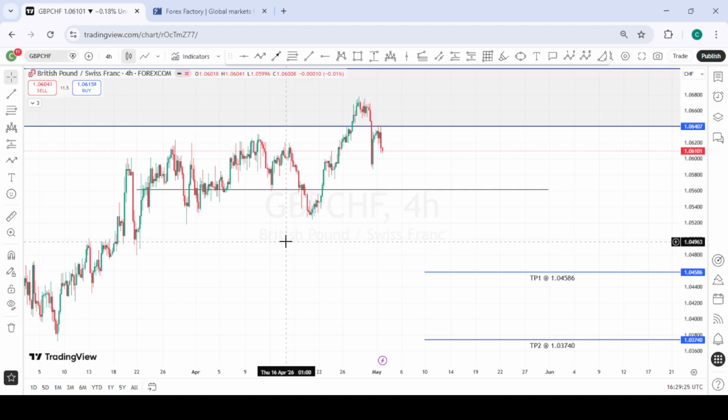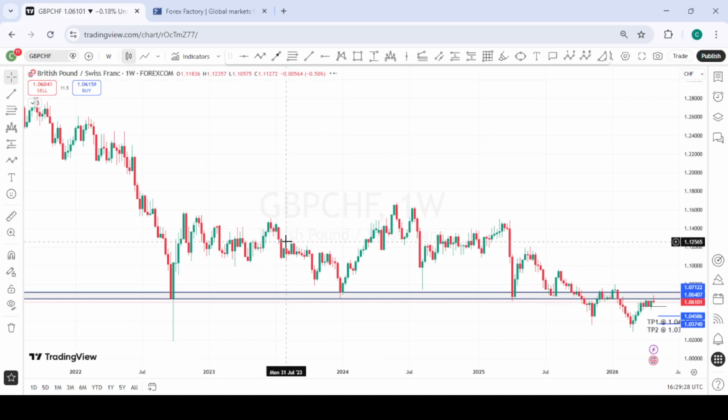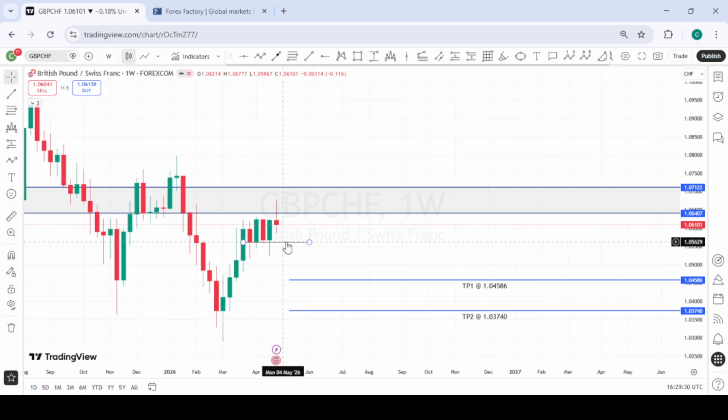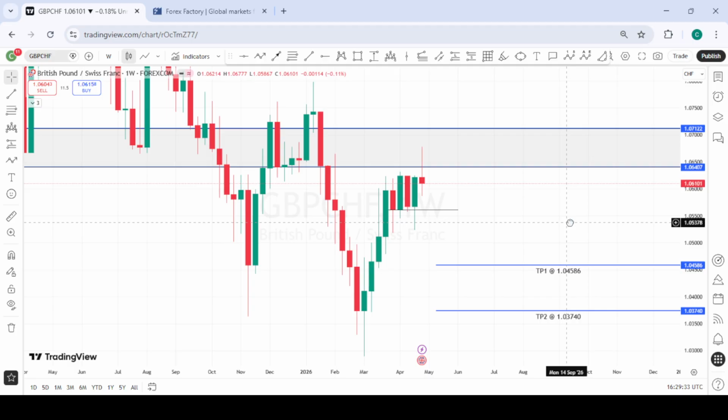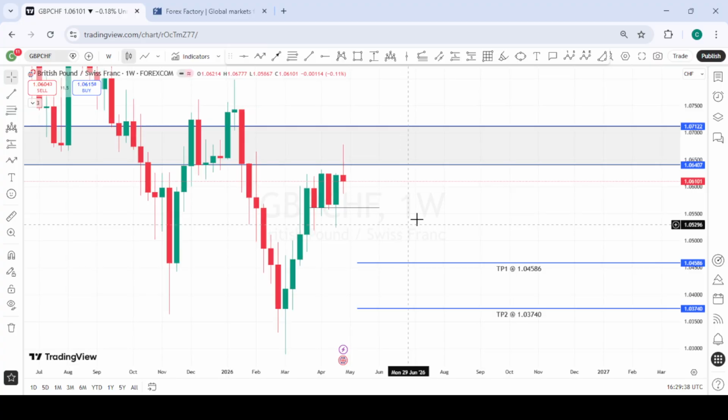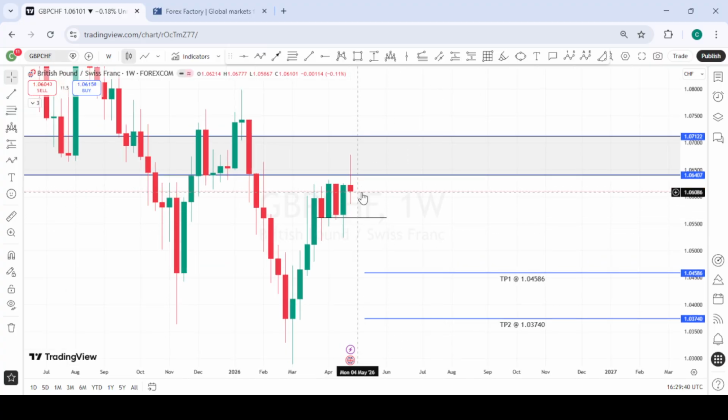This is GBPCHF, and if we go to the weekly time frame, you can see a very nice rejection candle that has reacted from the area of interest we have above here. So going into next week, we are likely going to see maybe another rejection candle before a strong bearish momentum candle, or we can also see a strong bearish momentum candle right from here to the downside. So we have a similar formation here.